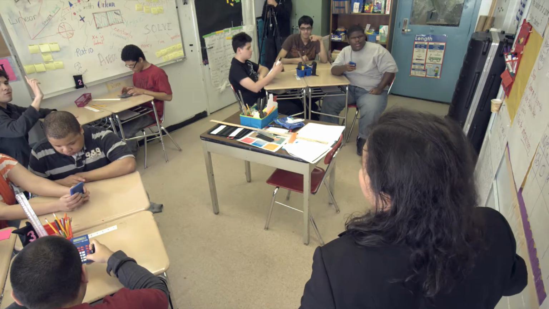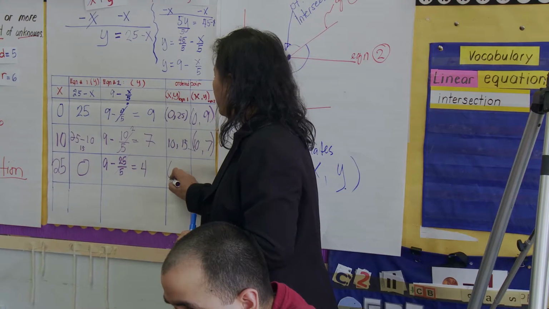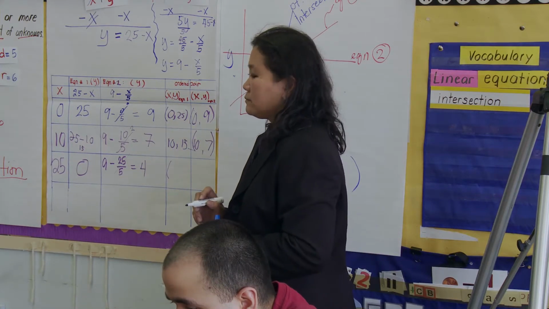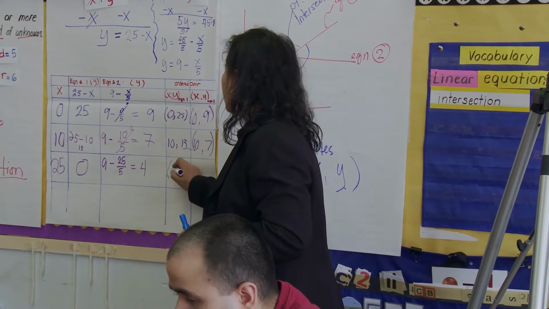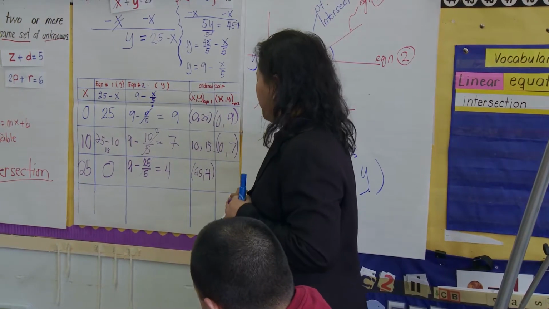9 minus 5 equals 4. Right. So we have, what's the coordinate? 25 and 4. Is it 4?